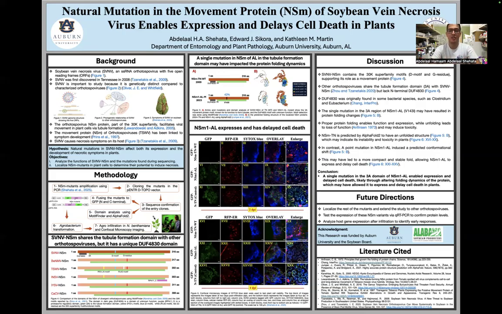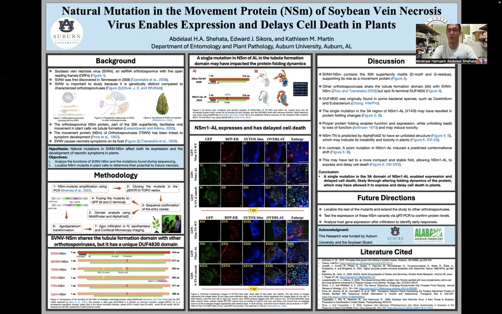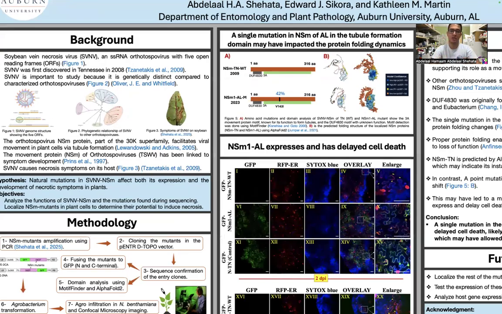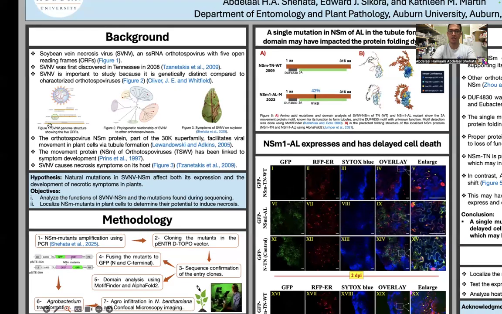the plants. So first of all, SVNV, or soybean vein necrosis virus, is a single-stranded RNA virus that was first discovered in Tennessee in 2009. This virus belongs to a bigger group called orthotospoviruses, and all of these viruses have a genome composed of three segments, as we can see here on this figure. So we have the S, M, and L segments.